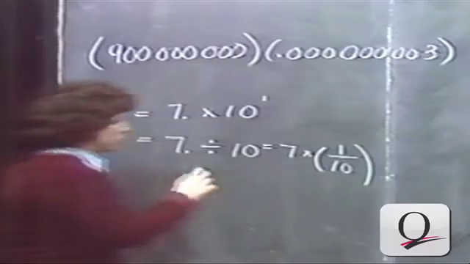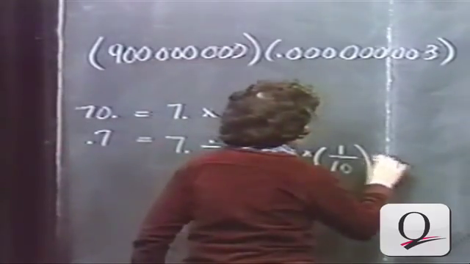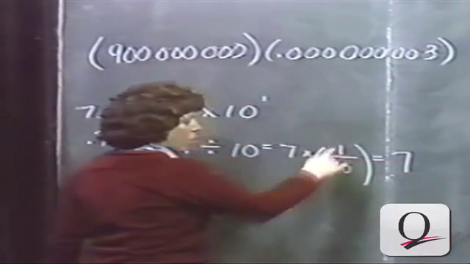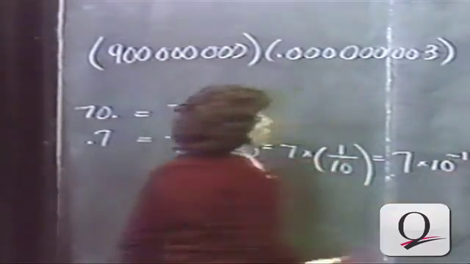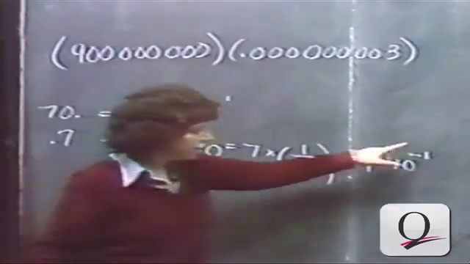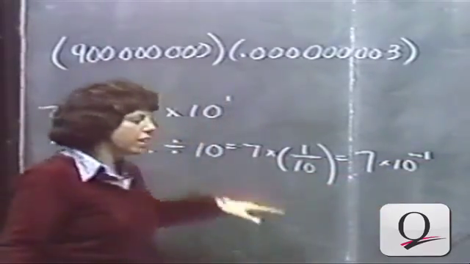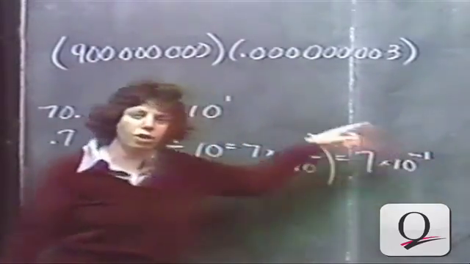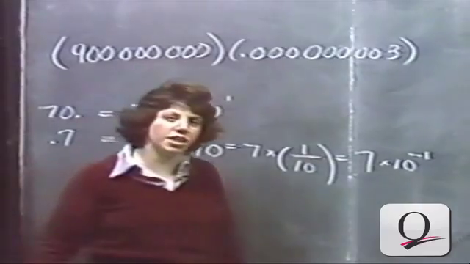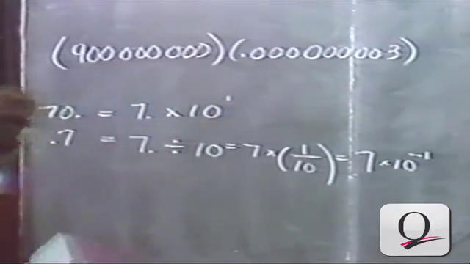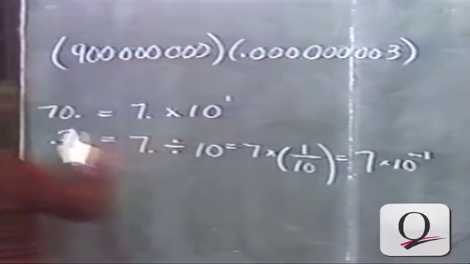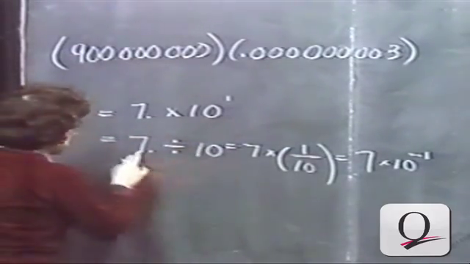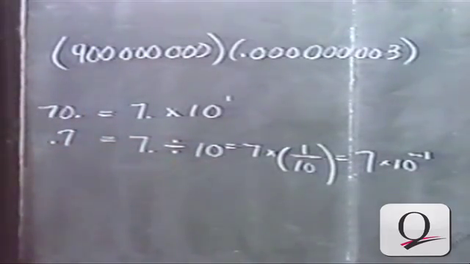And I just want to remind you that 1 over 10 is the same as 10 to the minus 1 power. 10 to the minus 1 power is 1 over 10 to the first power. 10 to the minus 4 power is 1 over 10 to the fourth power. That's how we handle negative exponents. Multiplying by 10, we move the decimal one place to the right. Dividing by 10, we move the decimal one place to the left.